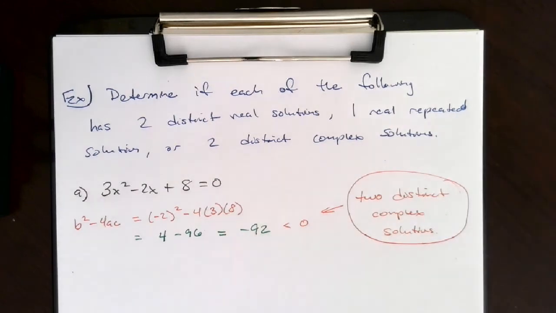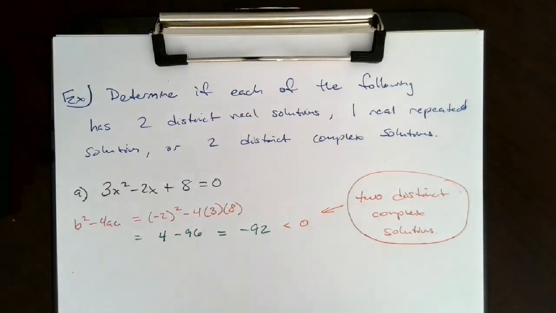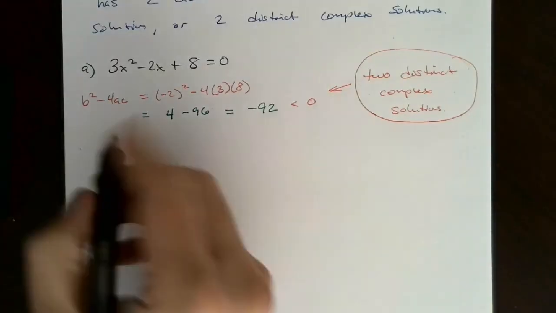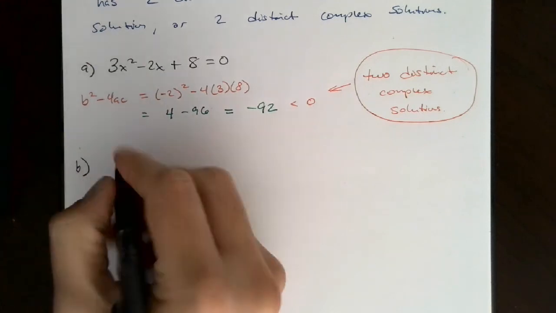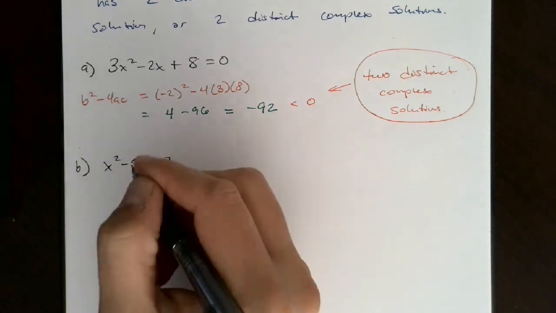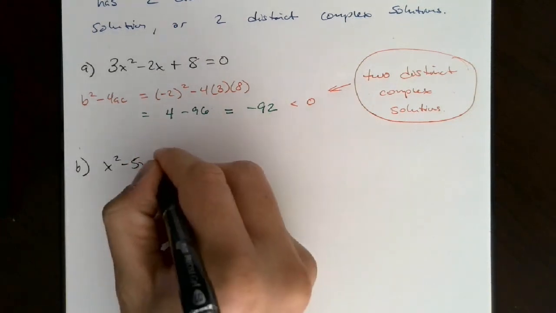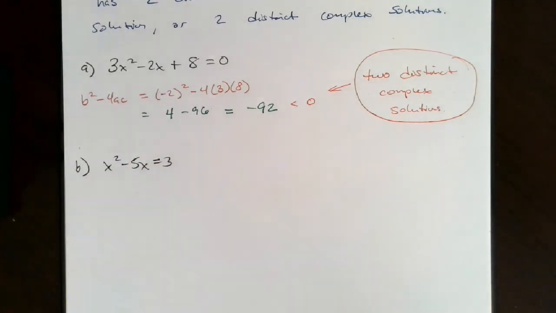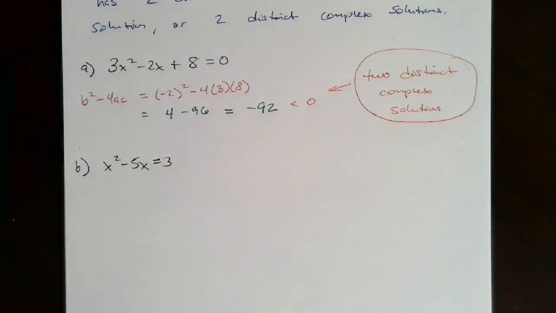And that's what they're asking us to find. What if I said this one here? If I said x squared minus 5x, actually it should say equals 3. So x squared minus 5x equals 3. Well, we're trying to find the nature of the roots, right? Trying to find the types of solutions we have.